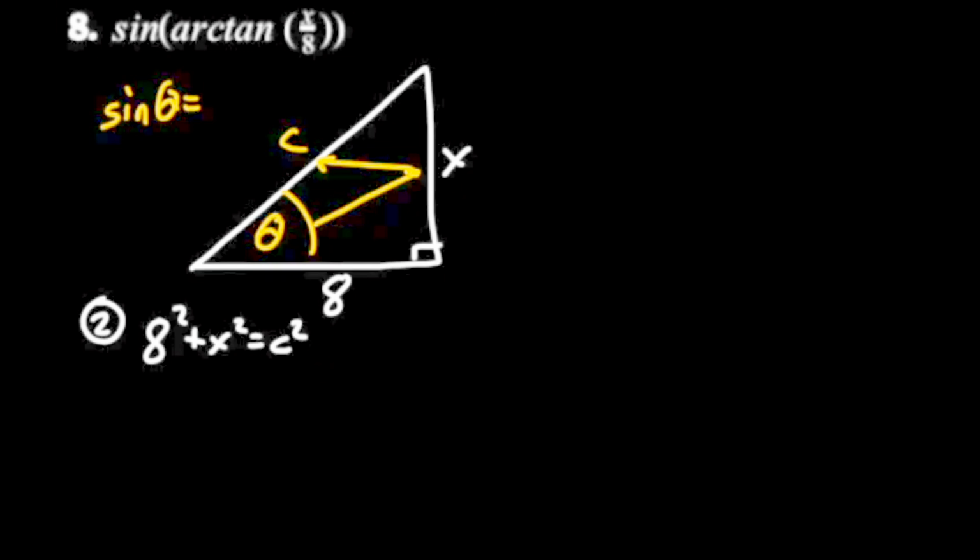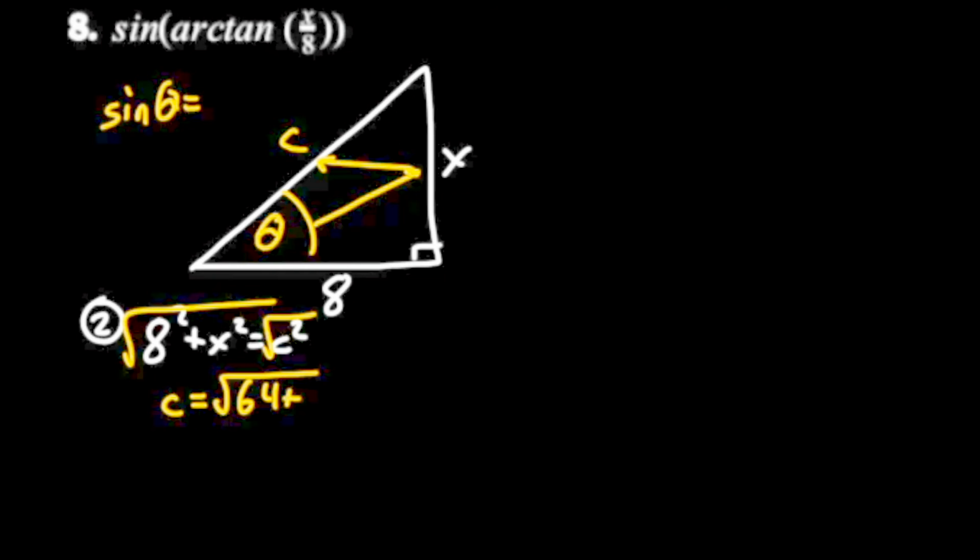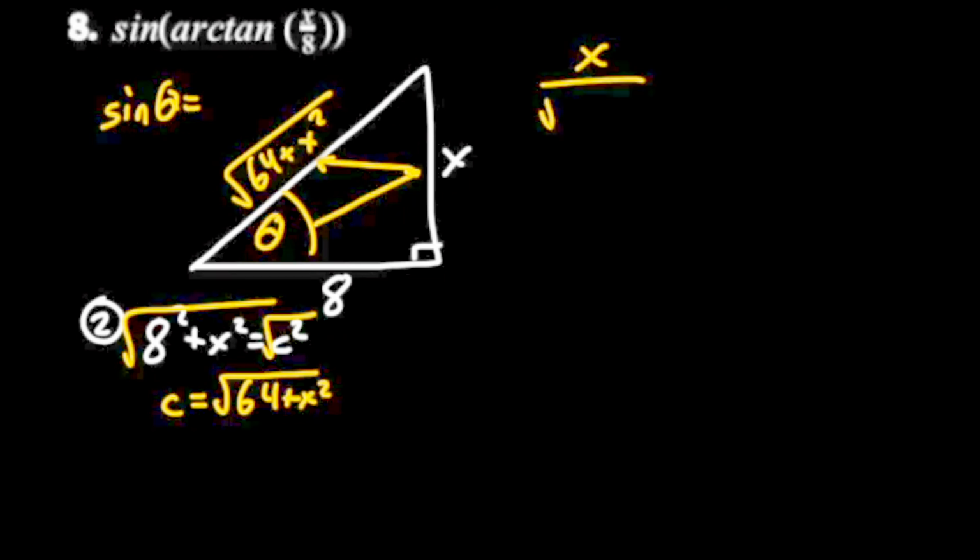And I'm just trying to figure out what c is, so the only step I need to do to solve this for c is just take the square root of both sides. So then I'd have c equals the square root of, and then you can simplify this a little bit, so we'll say 64 plus x squared. So the sine value would be x over that hypotenuse, the square root of 64 plus x squared.